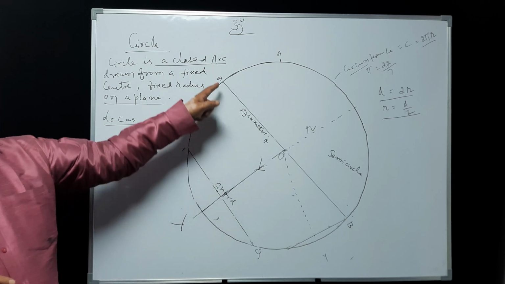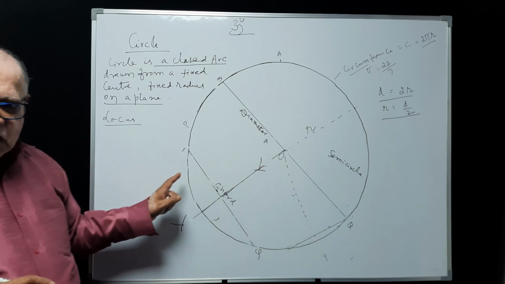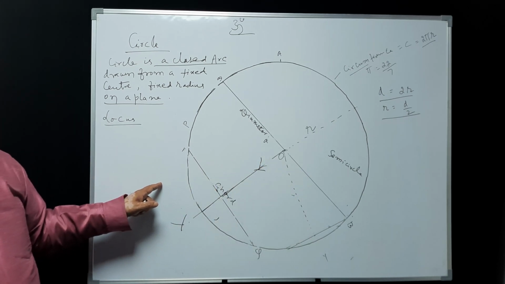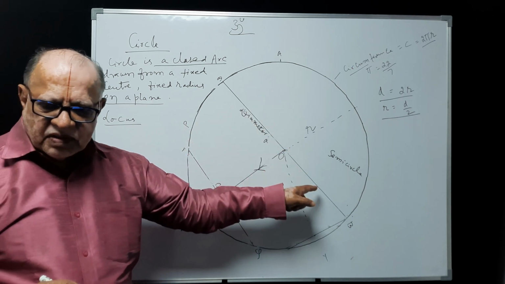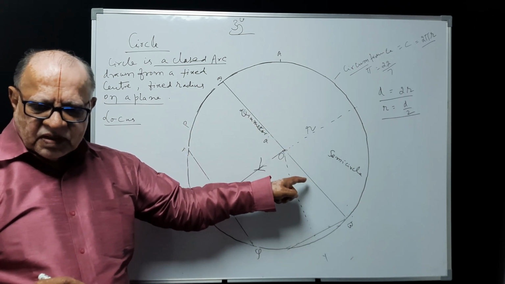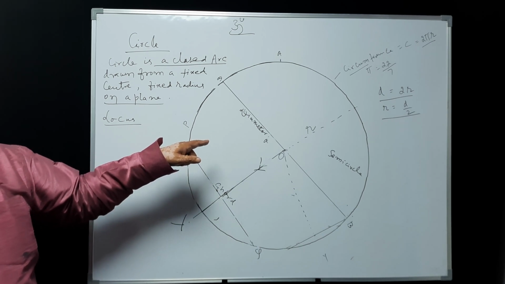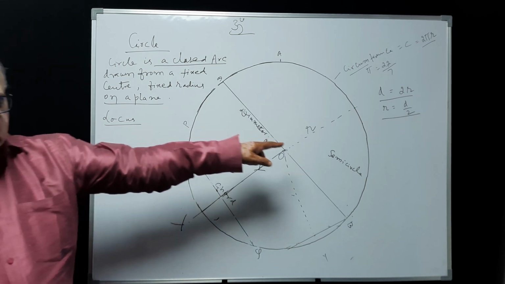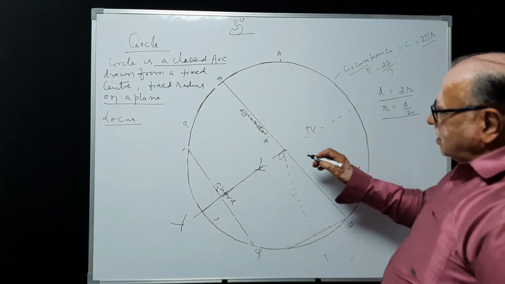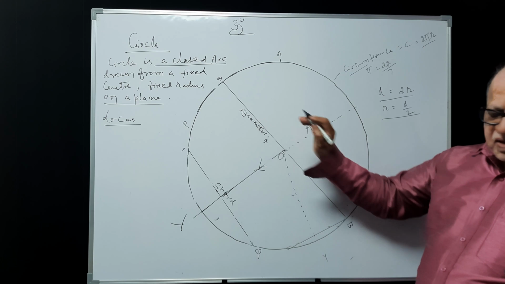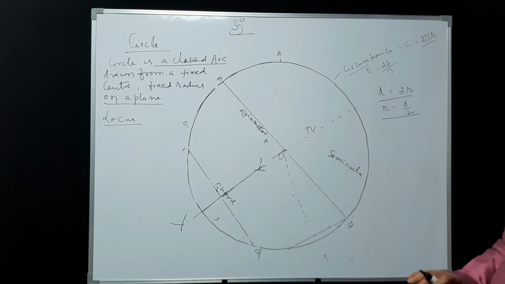The biggest chord is diameter. Chord makes two unequal parts. Diameter makes two equal parts. The equal parts of a circle made by the diameter are called semicircles. Radius is half the diameter and diameter is double the radius.